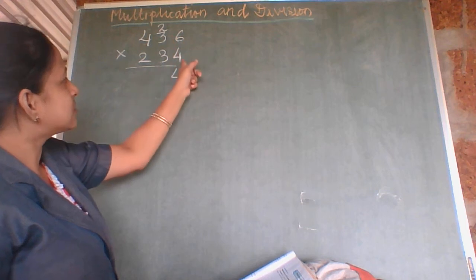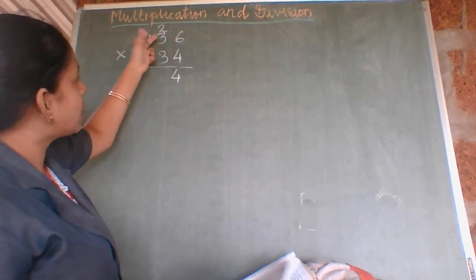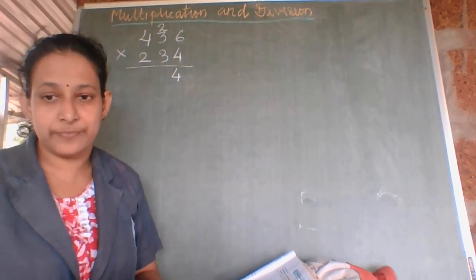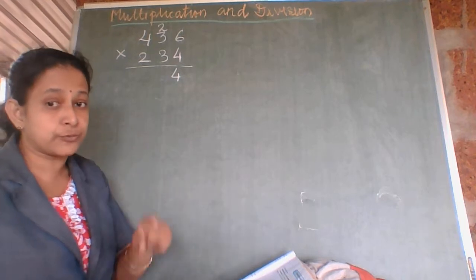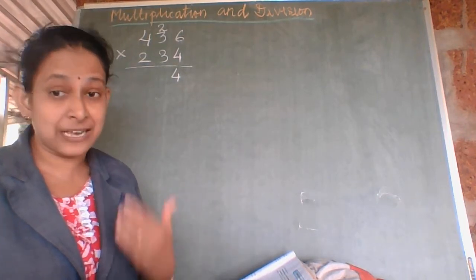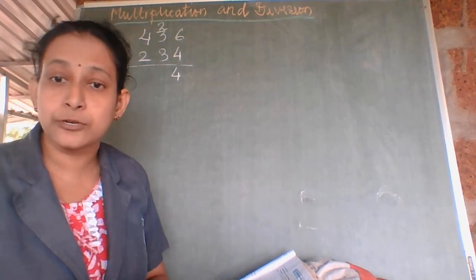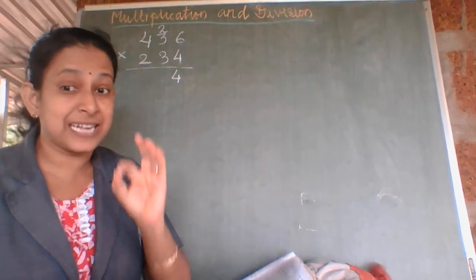Now this will be multiplied with the tens. When you multiply 4 3s or 3 4s, the answer will come the same. That is 3 4s are 12, 4 3s are 12. So this also you should know by heart, students. And any number if I ask in between when I am taking online classes, you should be able to answer me very quickly. That's why you should learn the tables very thoroughly.